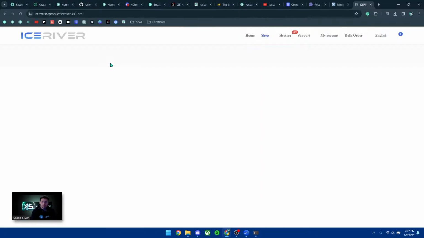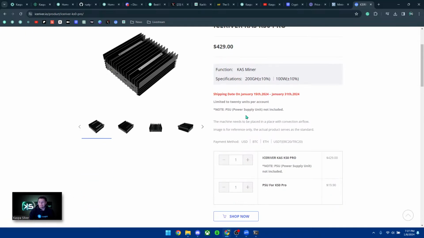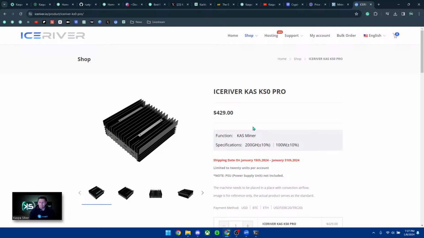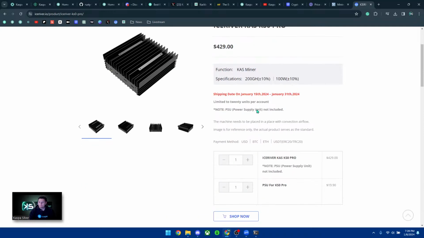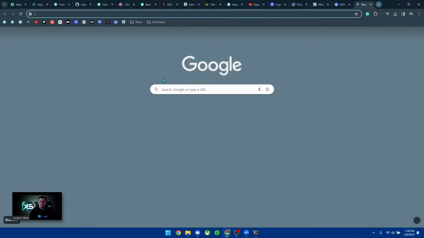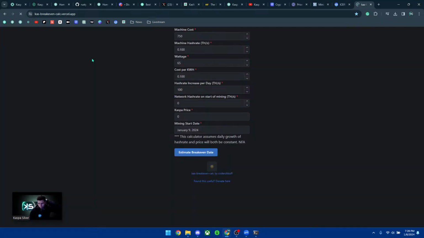Let's go to Ice River. 429. I think it comes out to like 550 or something like that after you put everything in. Let's say it's like 550 around there, right? Let's go to Coder of Stuff's calculator. Let's say it's at 550.